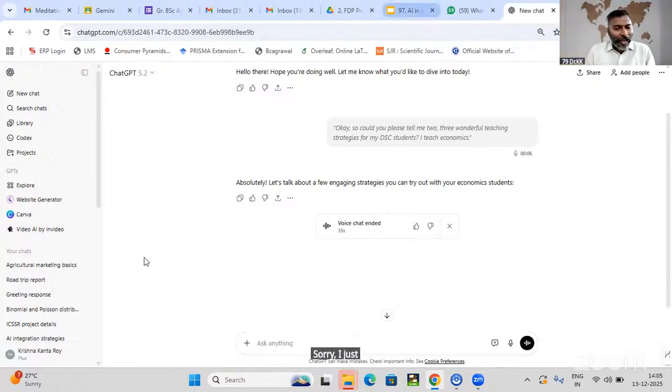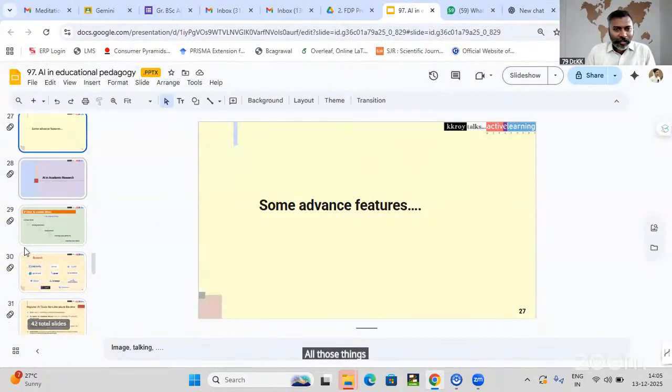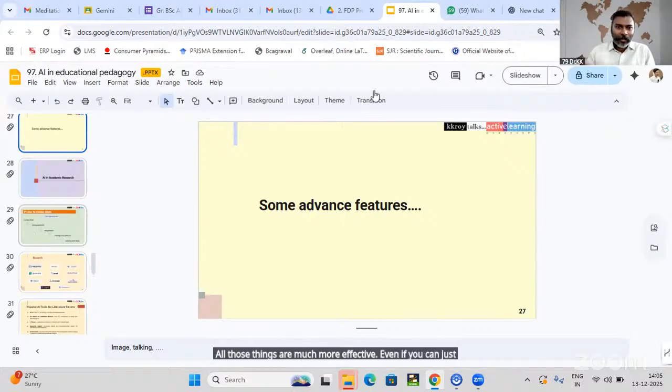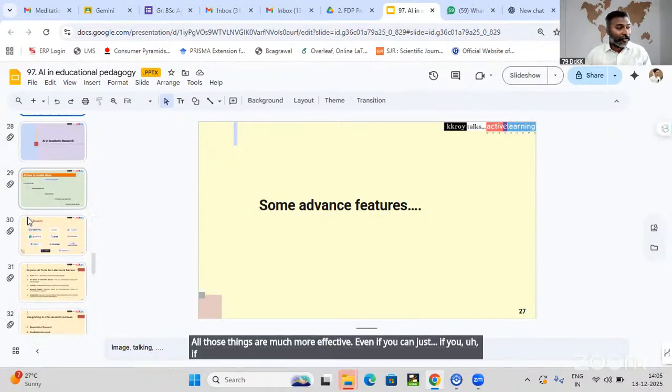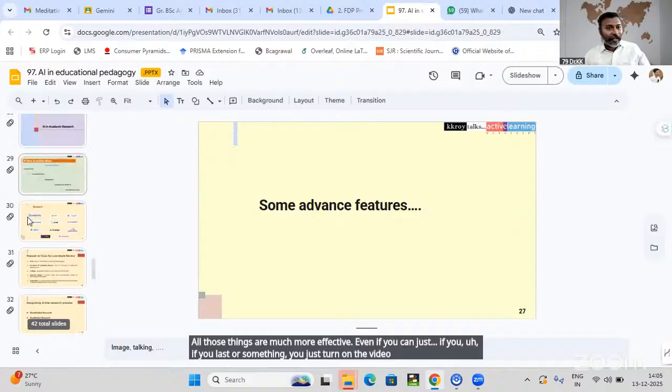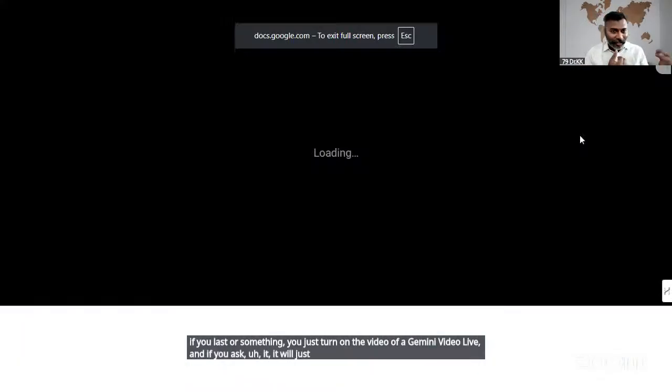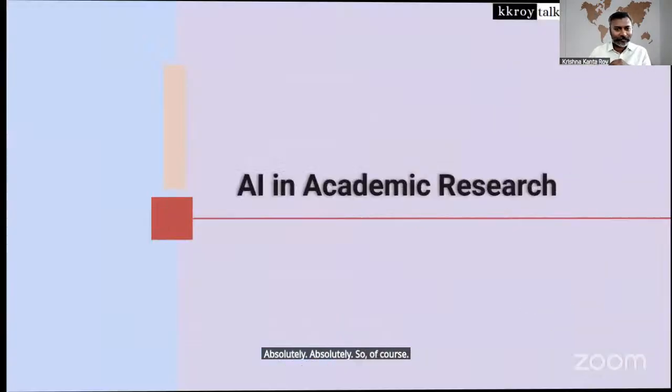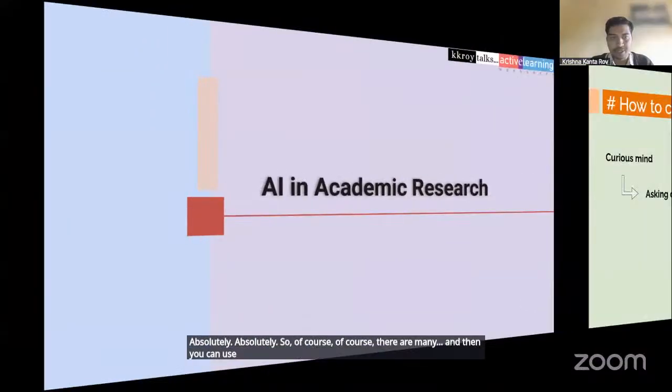Moving on, I would like to add another thing, something called Gemini AI. Gemini Live, Gemini Voice, Gemini Video. All those things are much more effective. If you lost something, you just turn on Gemini Video Live, and if you ask, it will find things for you, and that is how it works. And of course there are many, and you can use it for research.